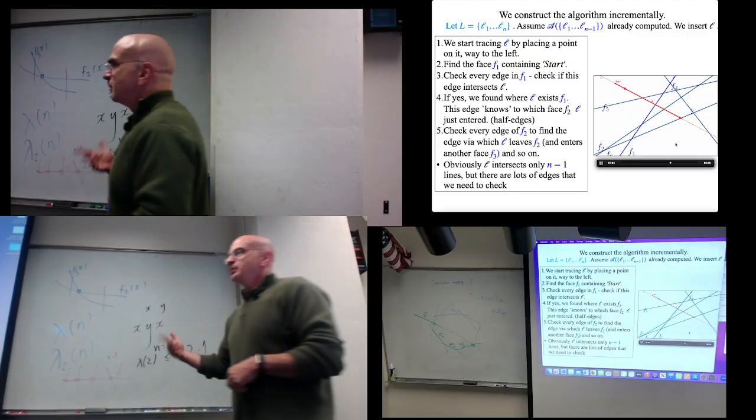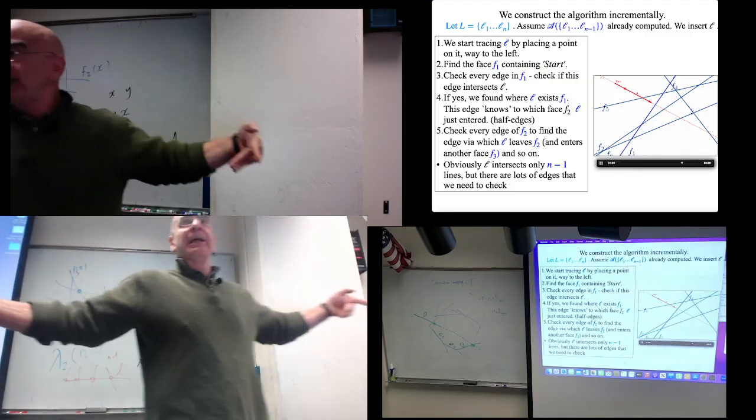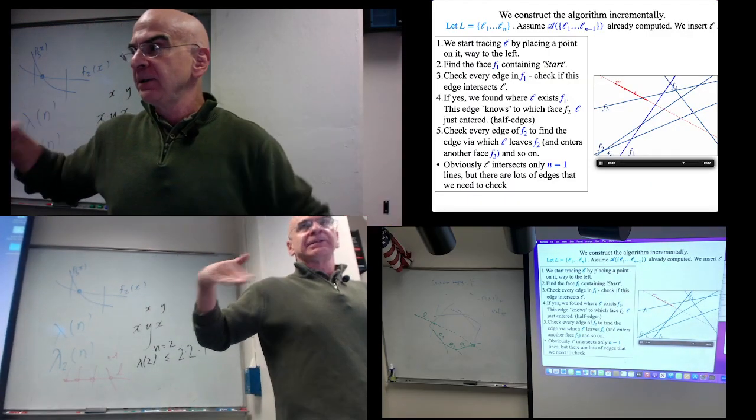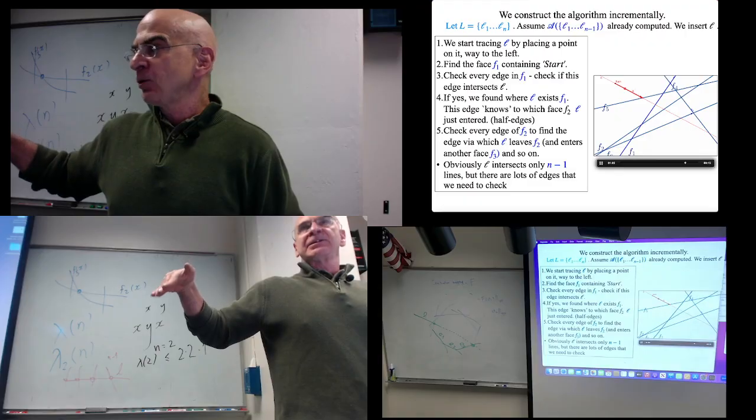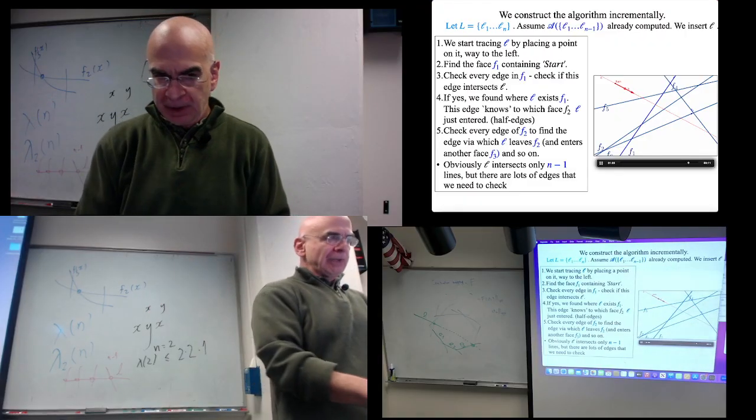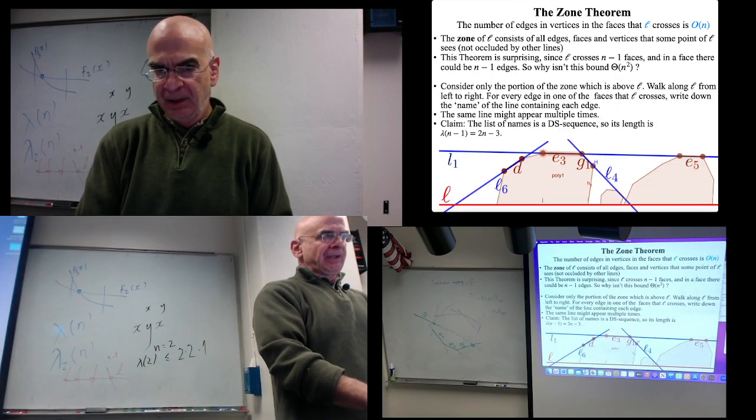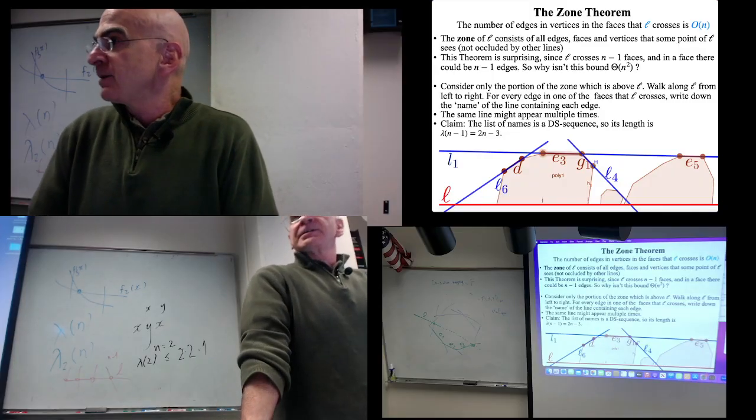Again, my pessimistic thought is that L intersects n minus 1 lines, and each face that it visits could have up to n edges. So why wouldn't it take n squared time to add one line and n cubed time to build the whole arrangement? So that's a result that is waiting for us from now.